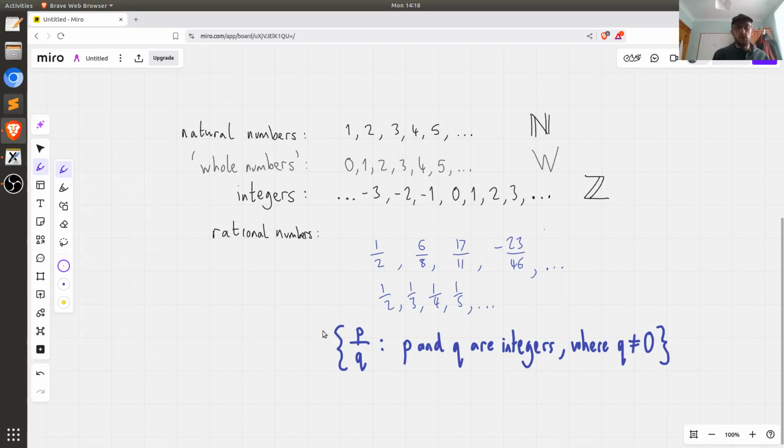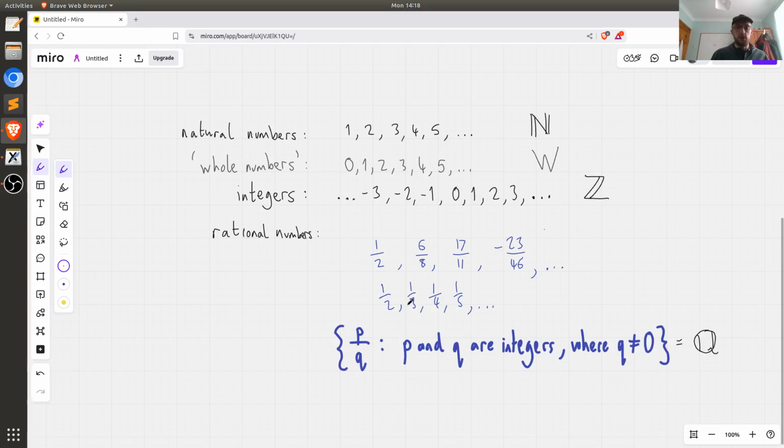Now, what is the symbol for this set? The set of all rational numbers. The symbol is Q. Doesn't make much sense. I believe it stands for quotient, which is what P over Q actually is. It's called a quotient. Okay?